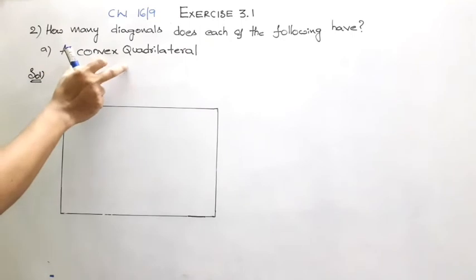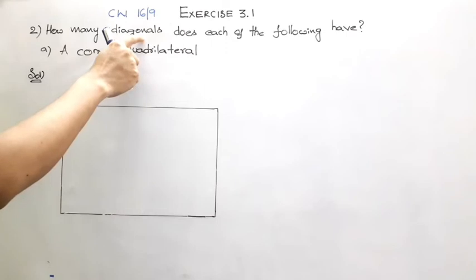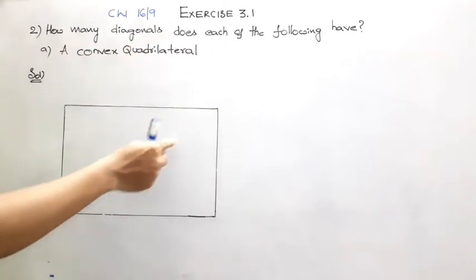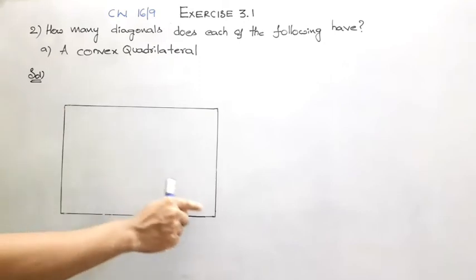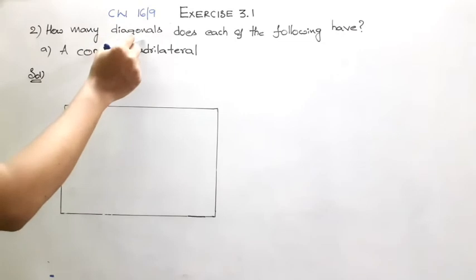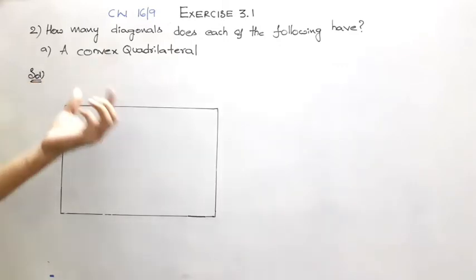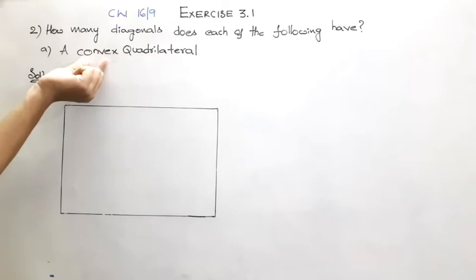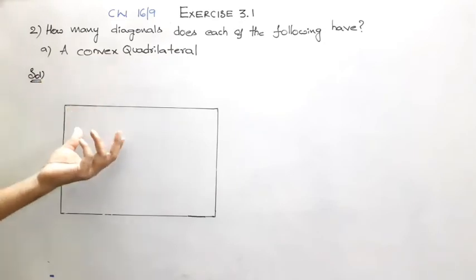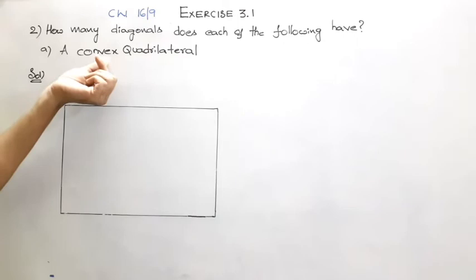In it, the first one is a convex quadrilateral. As you know, a diagonal means the line segment which joins the opposite vertices of any polygon. So here you have to take a quadrilateral of convex type, and you can take any convex quadrilateral. As you know, a square is a quadrilateral, whereas a rectangle is a quadrilateral of convex type.